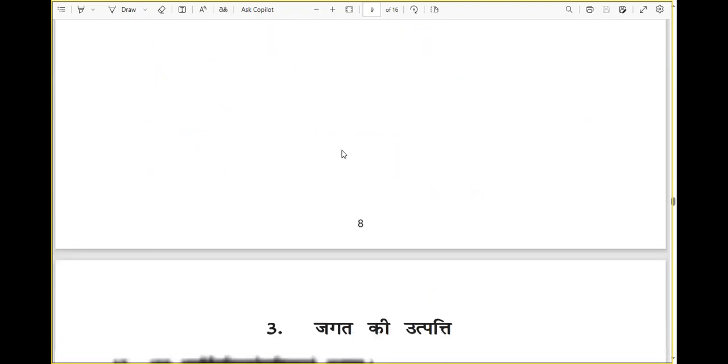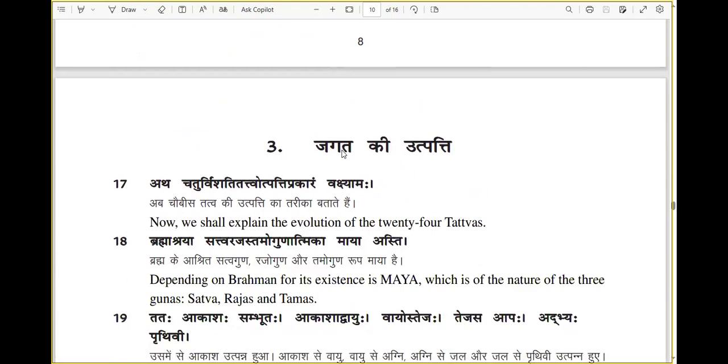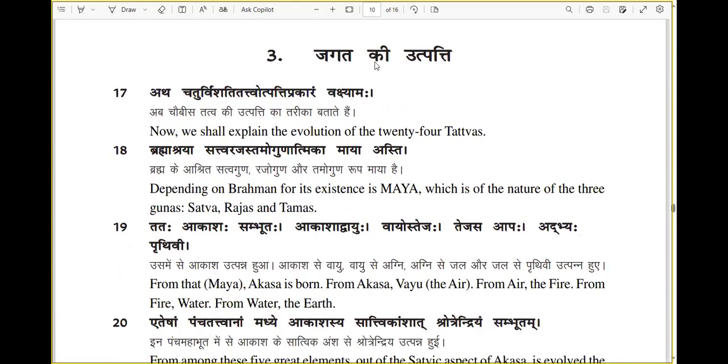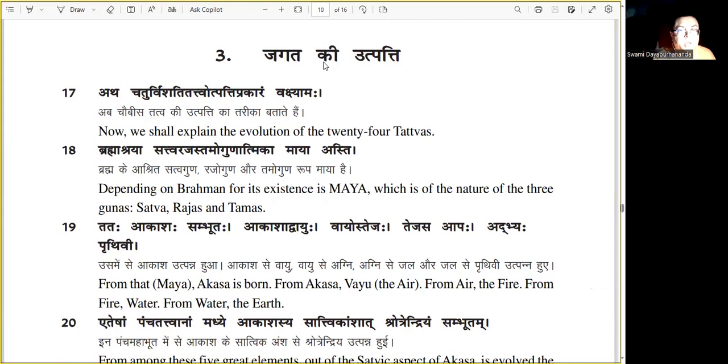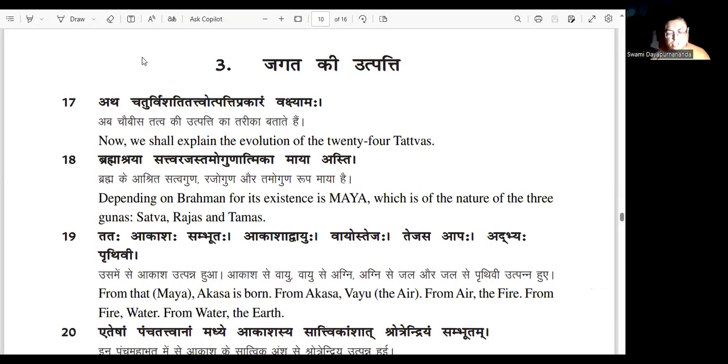So here is chapter number 3. This will start today. Jagat ki Utpatti. This chapter will begin. So about the creation, Sri Shankaracharya will deal. It begins with number 17 here. Atha Chaturvinshati Tattva Utpatti Prakara Vakshyamah. Now we shall explain the evolution of the 24 tattvas.